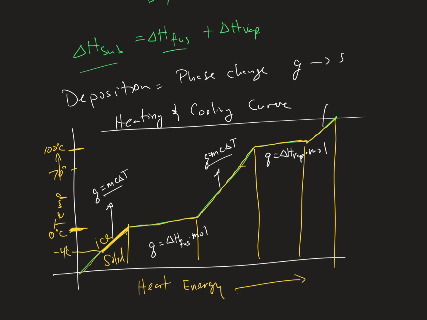And then right here, if you were going to go into a higher temperature of gas, then you'd use Q equals MC delta T again. And the specific heat capacity of a gas is different than of ice and water or liquid. So how do you find the total heat? Do all those equations and add them all up. Does that make sense?